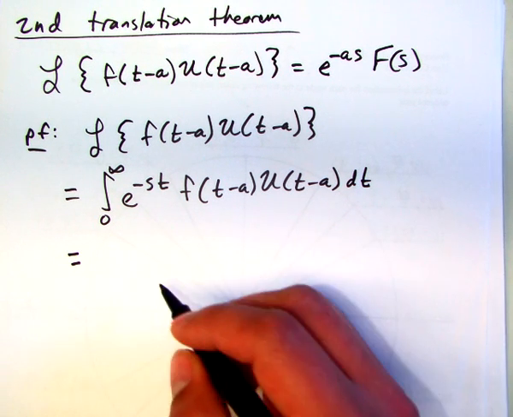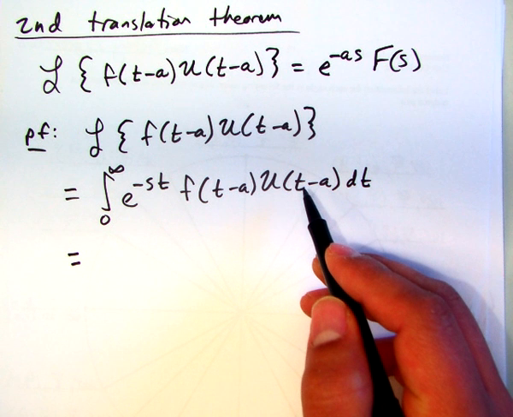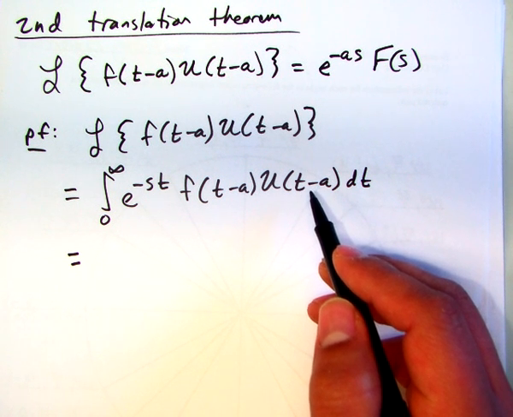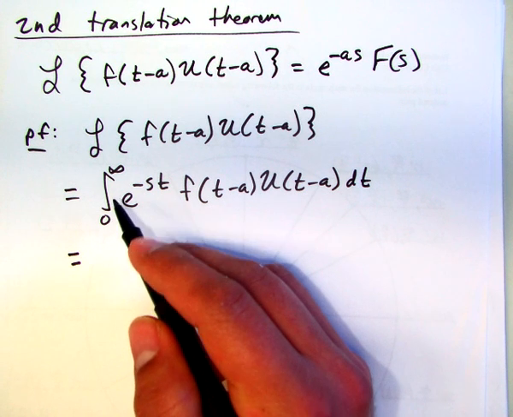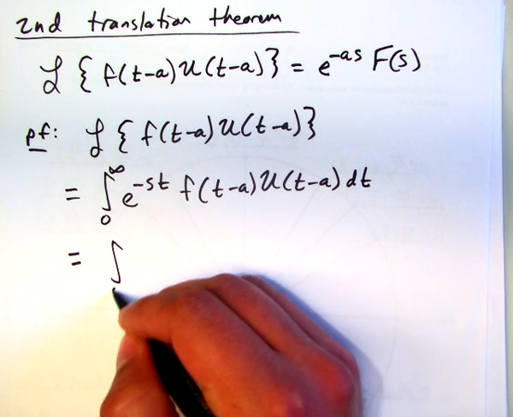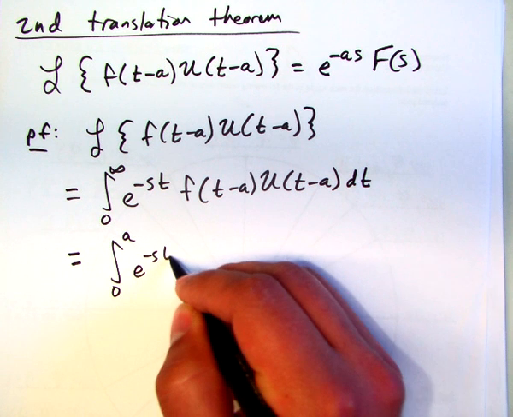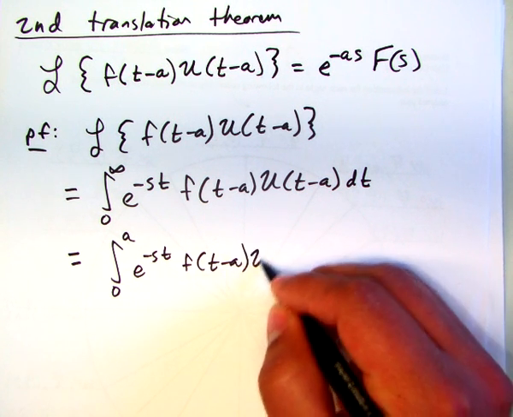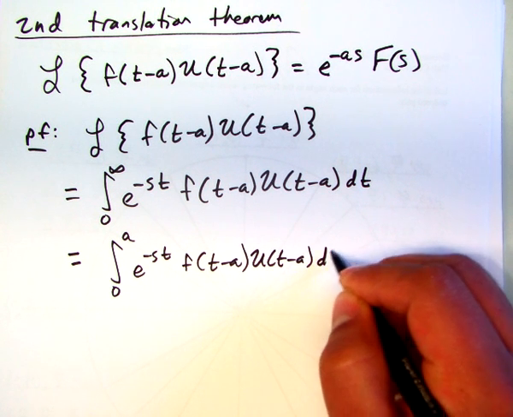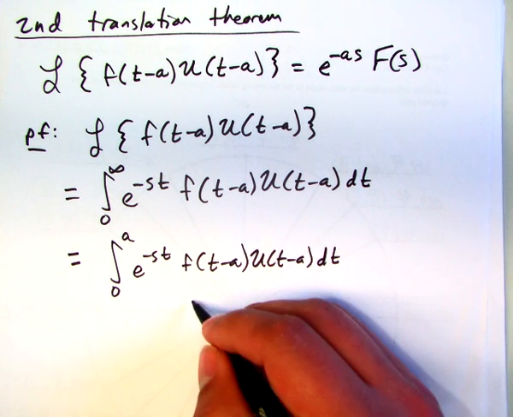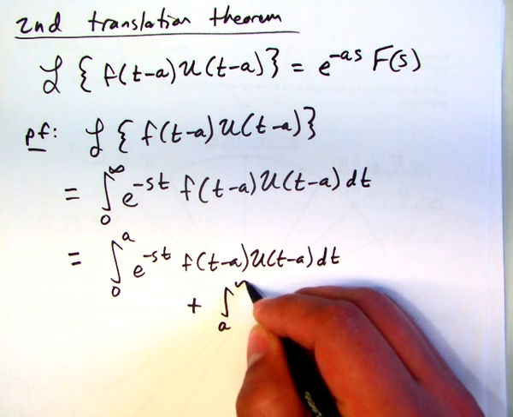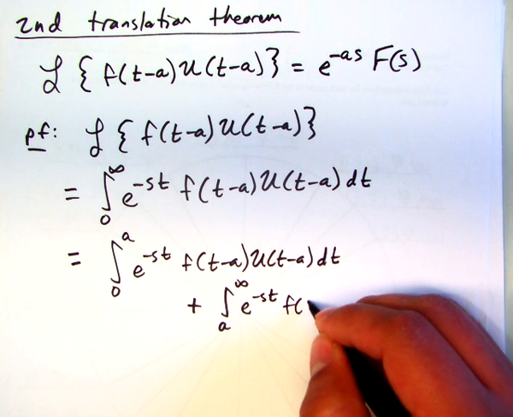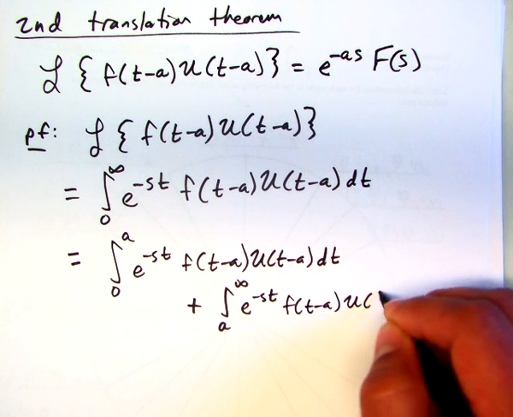And now what we'll do is use the definition of the unit step function, since we know that it's 0 until a, and then 1 thereafter. What we'll do is split up this improper integral into two pieces. So we'll go from 0 to a of e to the negative st f of t minus a, u of t minus a, dt, plus the integral from a to infinity of e to the minus st f of t minus a, u of t minus a.